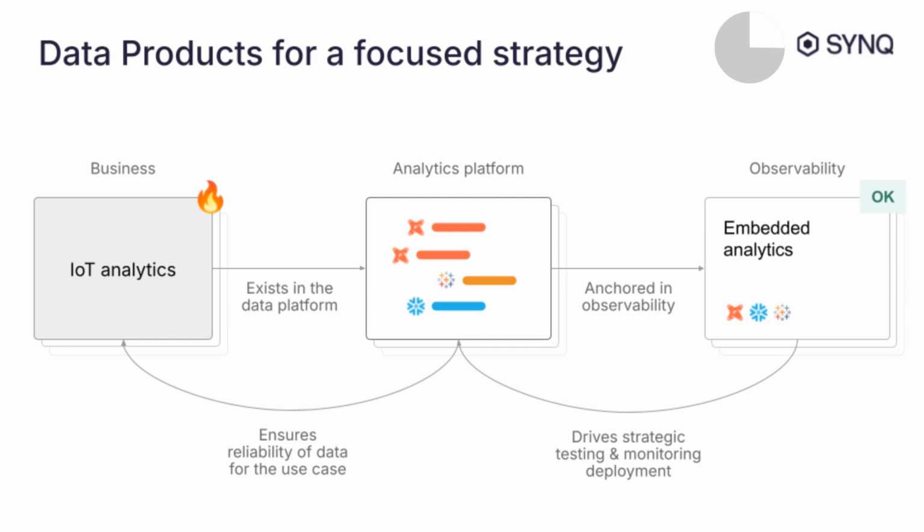To address these challenges, we need a focused strategy with data products. Take IoT analytics, a business-critical use case. It lives in the analytics platform as a collection of assets across systems. By anchoring it in observability as a data product, we can drive strategic testing and monitoring deployment, summarizing test and monitor performance with a clear status, ultimately boosting reliability for the use case.